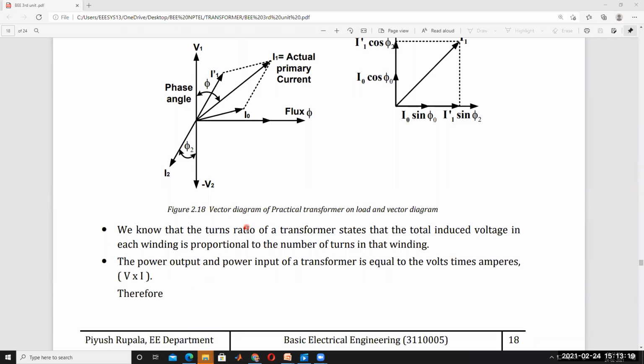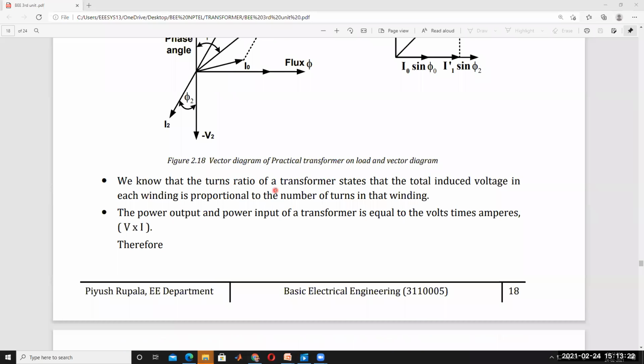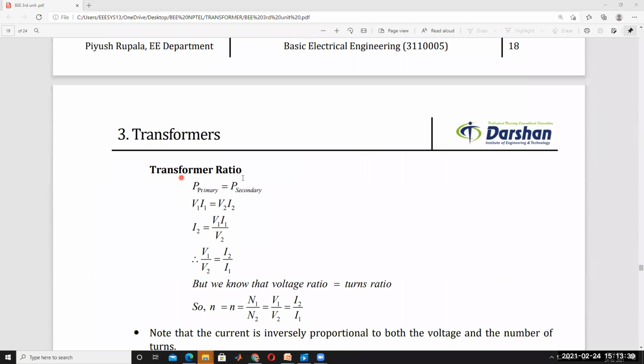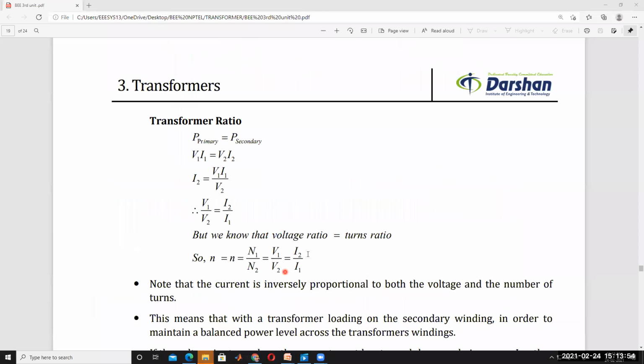Understood. We know that the transformation ratio of the transformer states that the total induced voltage in each winding is proportional to the number of turns in the winding. The power output and power input of the transformer equal volts times amperes, V into I. Therefore, primary power P1 is equal to secondary power P2. V1 I1 is equal to V2 I2, so V1 by V2 is equal to I2 by I1. We know that the voltage ratio is equal to the turns ratio. So N is equal to N1 by N2, equal to V1 by V2, equal to I2 by I1.